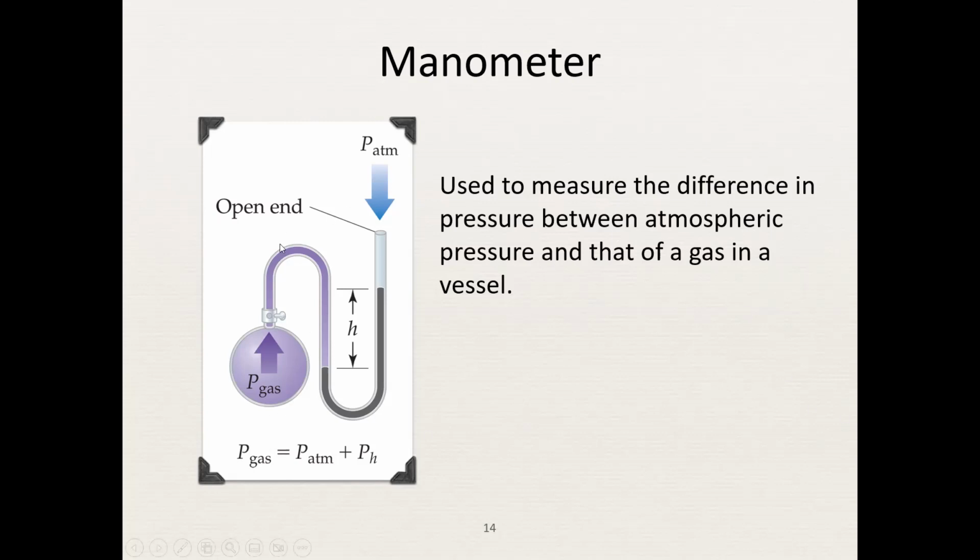But looking at what we have here, this is going to be known as a manometer. And it's used to measure the difference in pressure between two systems. So with this one, the atmospheric pressure, and then the pressure of whatever gas we put inside of the manometer. And the way it works is the atmospheric pressure is going to push down on the substance in the manometer itself. So it could be mercury.